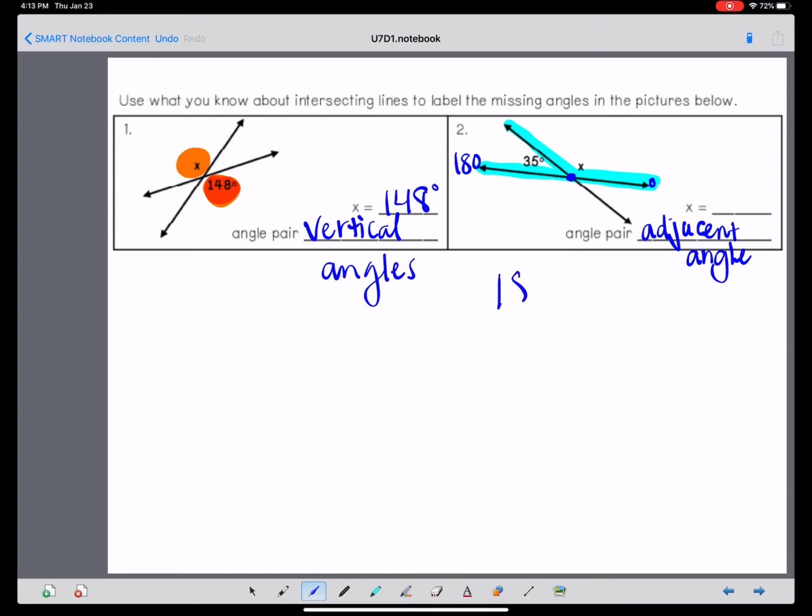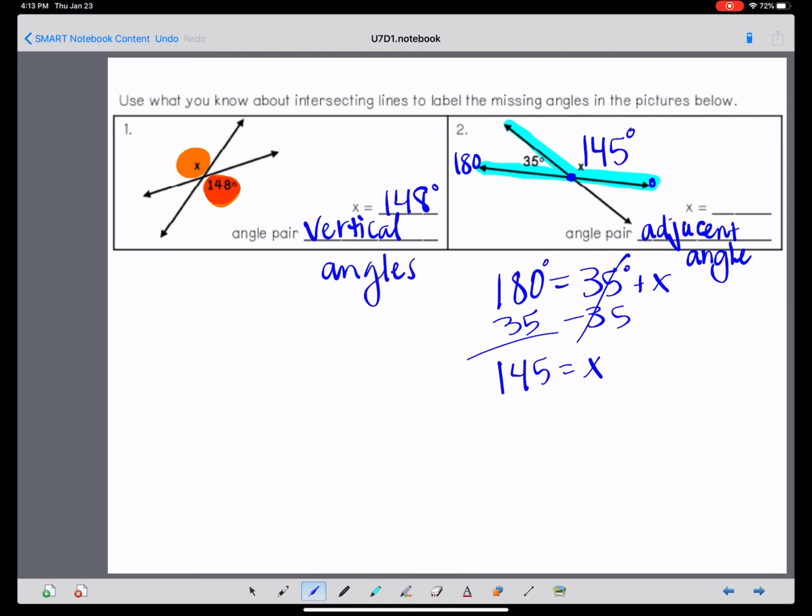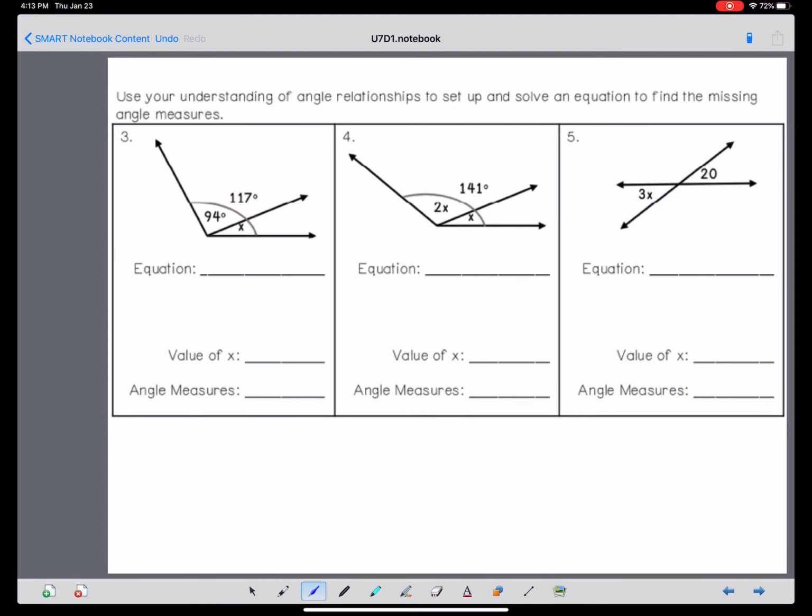So to find this, we could do 180 is equal to 35 degrees plus our x value, and let's go ahead and solve to see what that missing angle is. 180 minus 35 gives me 145 as my x value, so that tells me this angle is 145 degrees. And I can go ahead and write that in where it says x is equal to 145 degrees. All right, next page. Use your understanding of angle relationships to set up and solve an equation.